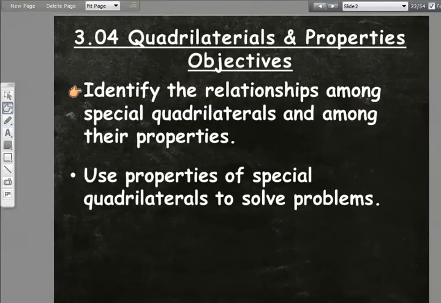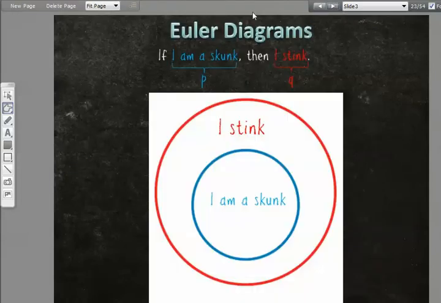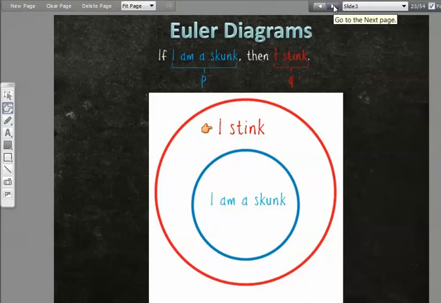Okay, in 304 we're going to identify the relationships among special quadrilaterals and among their properties, and then we're going to use the properties of special quadrilaterals to solve problems. If y'all remember back to Euler diagrams, the hypothesis is always in the small circle, the conclusion is always in the larger circle. Well, in this lesson they're going to go into that a little bit more. And please read in the LMS because they really go into it.